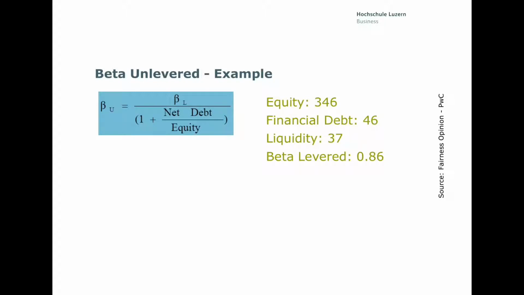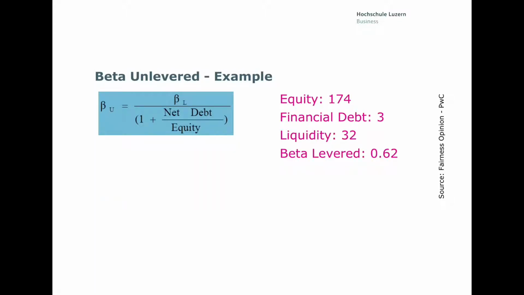Suppose the equity of a firm is 346, its financial debt is 46, and that the firm has liquidity of 37, which implies a net debt of 9. The levered beta estimated by the CAPM is 0.86.